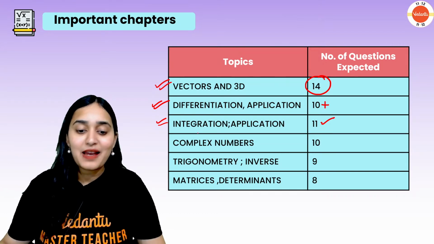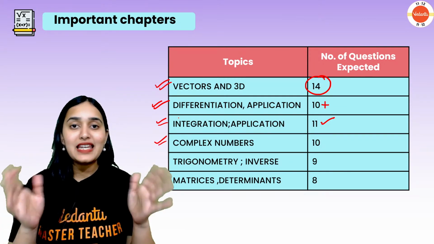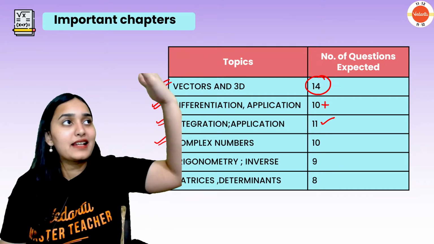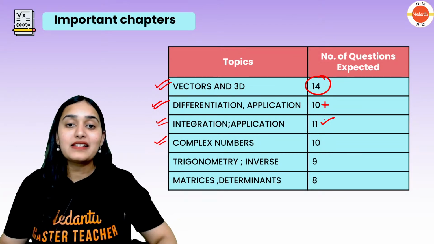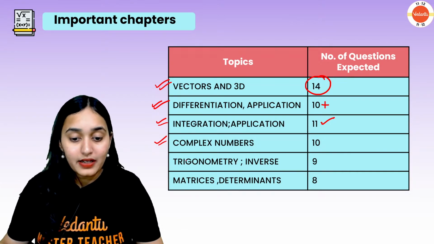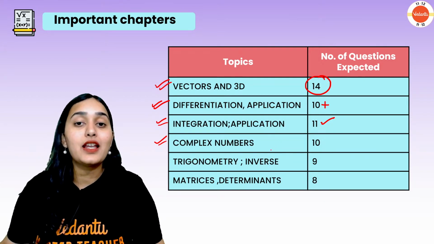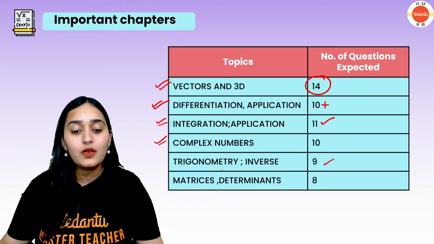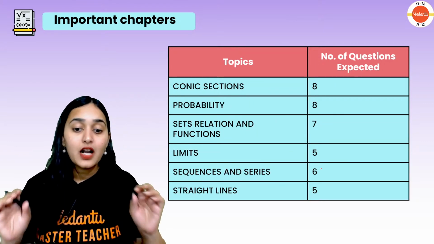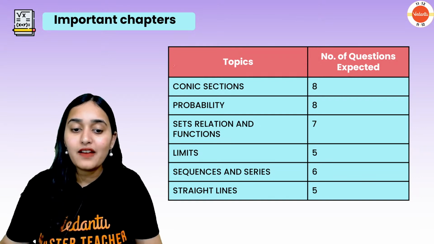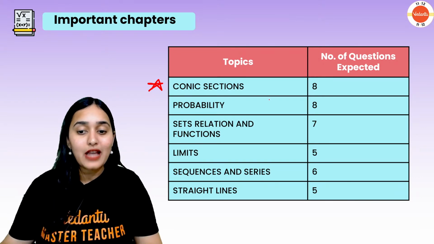Next is complex numbers. Whenever you start the KEAM paper, you will always see complex numbers. So many questions are present, right? So complex numbers is once again super important. Then we have trigonometry and inverse trigonometry, around 9 questions. Matrices and determinants, around 8 questions. Conic sections, once again a very important chapter.